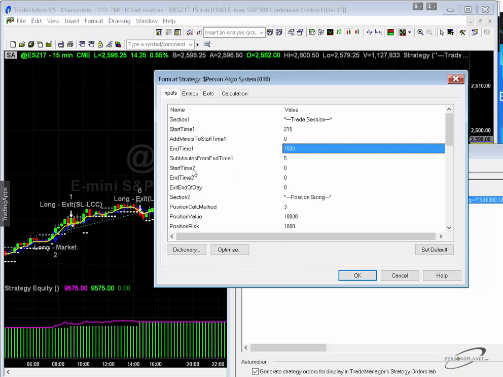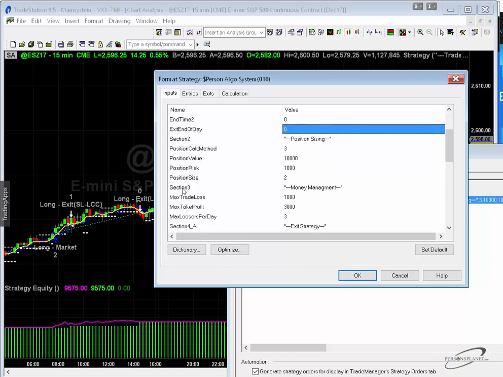We can take and slice this up into multiple time frames if we want. Trade between 2 and 5, trade between 9 and 10. Or exit end of day. Here's another function that's dynamic about this. Position calculation method. Now I've got it selected at number 3. Number 3 is what? Position size. It's only taking 2 lots. It's making a lot of nice profits on this particular setup, only taking 2 lots.